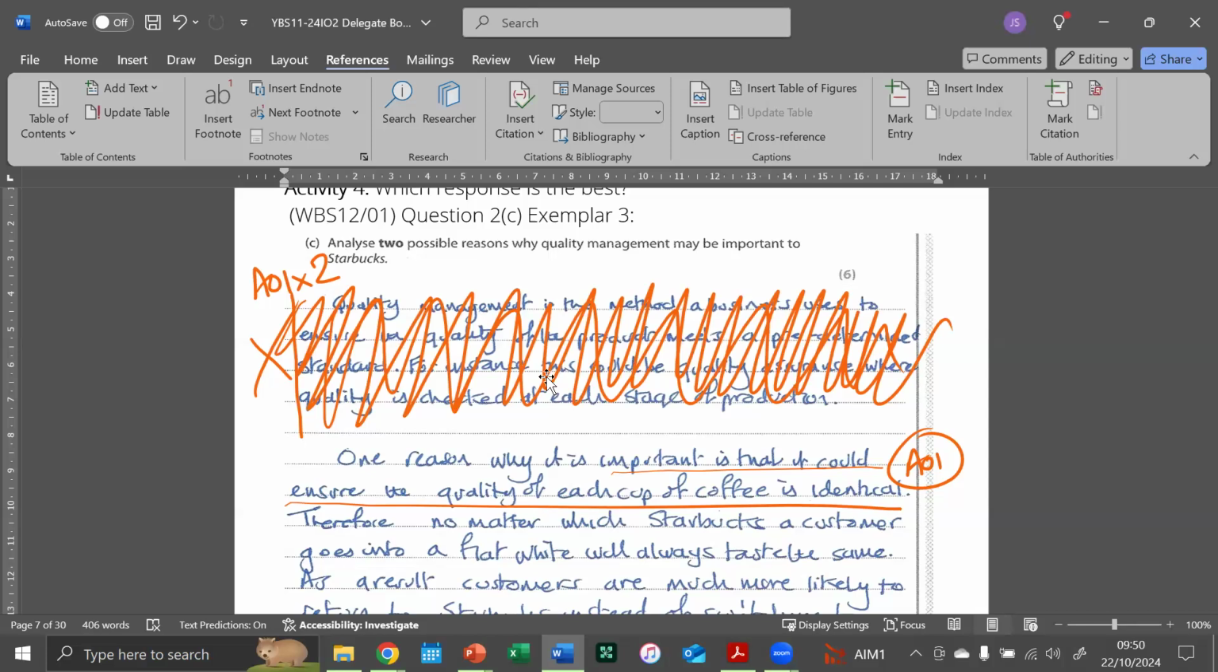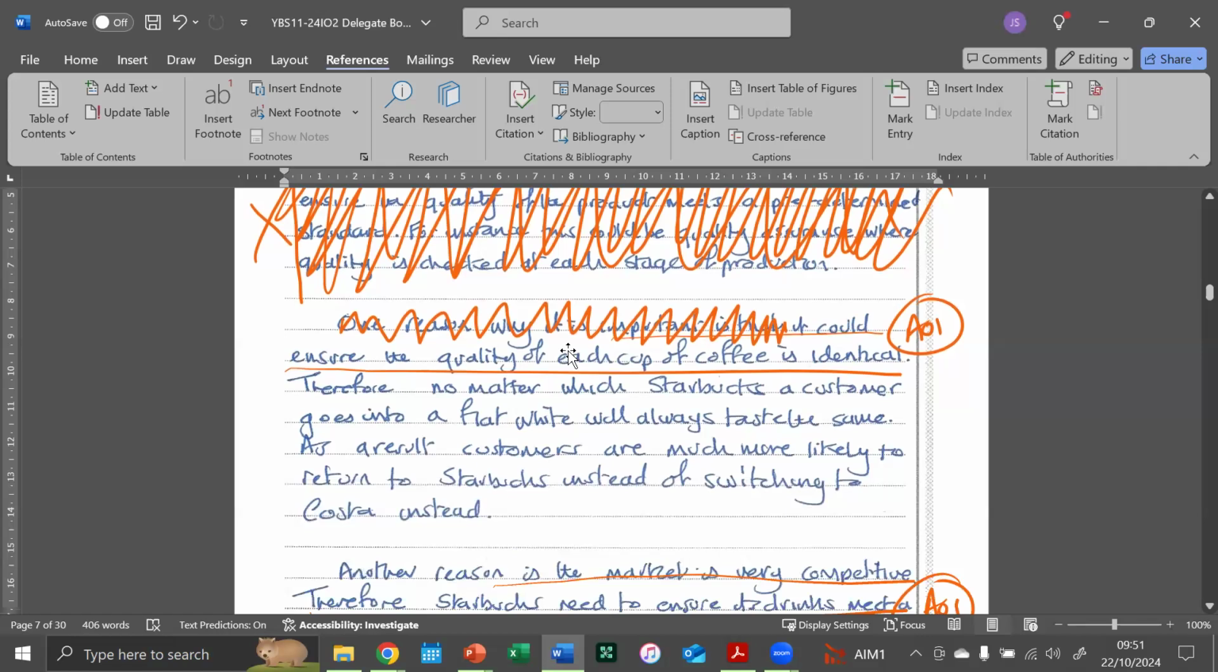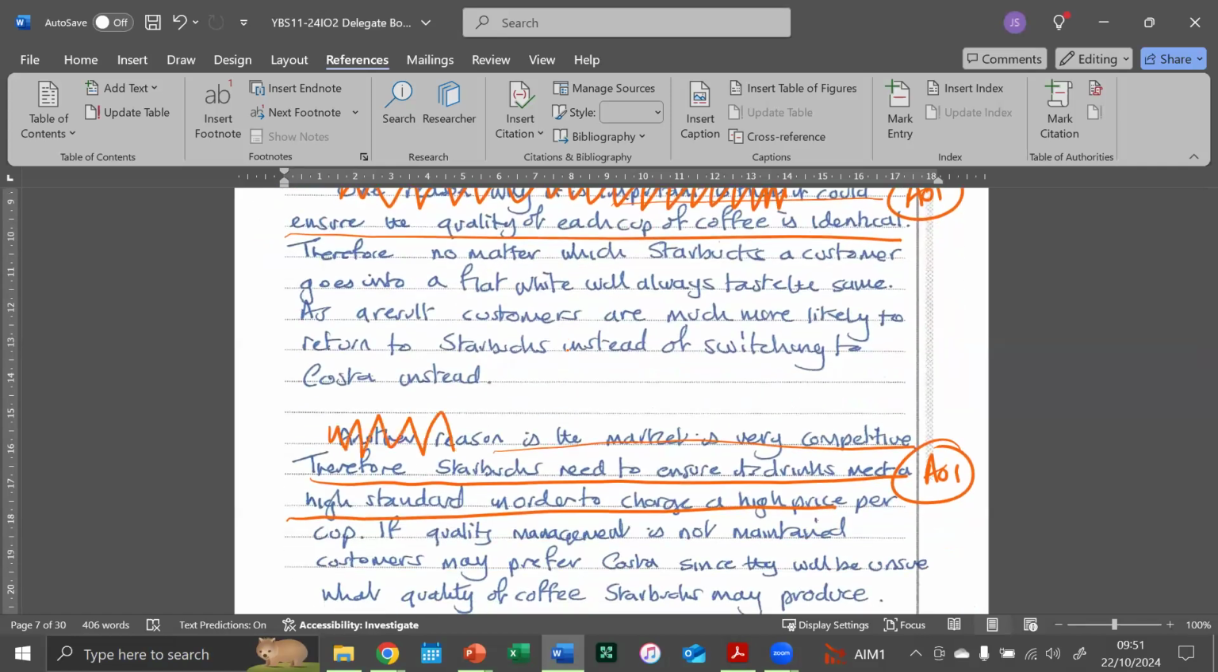Now, I could also be ruthless here. One reason why it is important, get rid of that, start there. It can ensure the quality of each cup of coffee is identical. I'm stripping out words. I'm doing an axe or hatchet job. I'm stripping out more words. And if you wanted to, you could download these and you could use these in the classroom to do this.